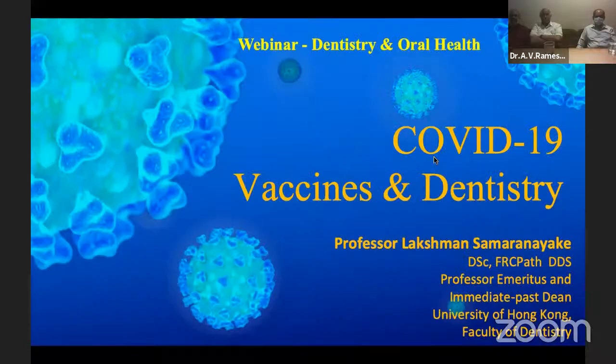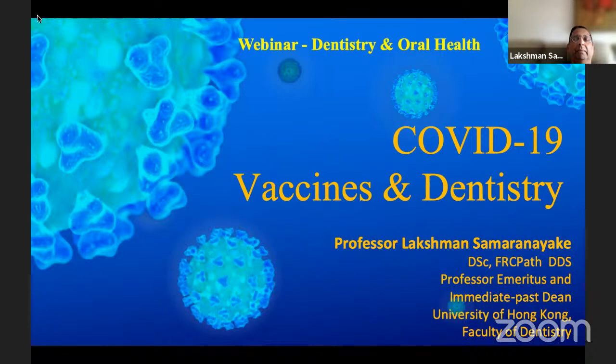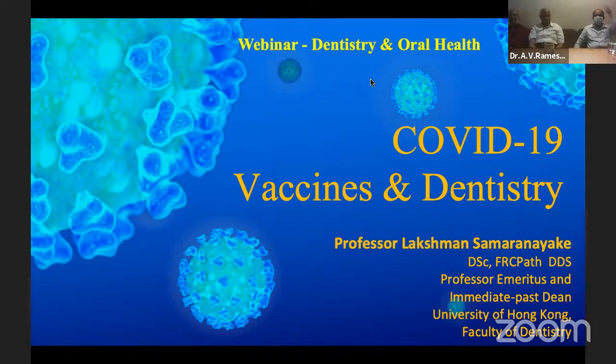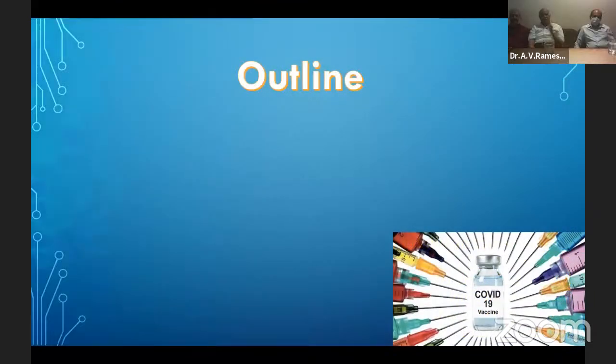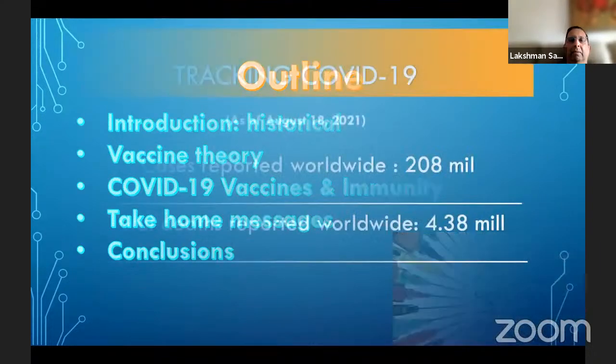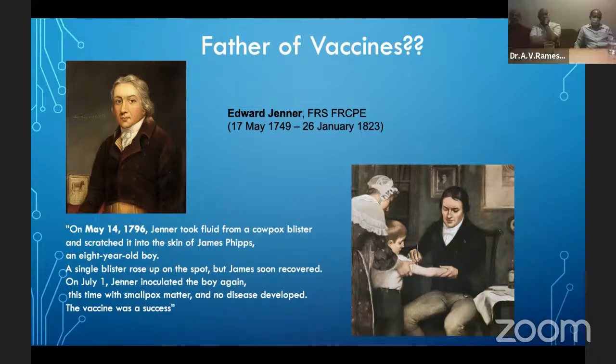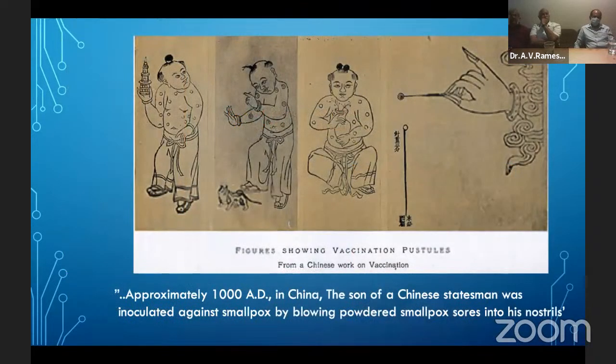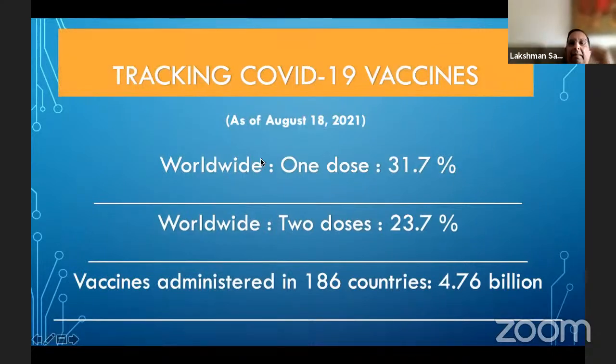I can just share the screen and do a few slides. Sorry, that's not the one. Yes, this is the one. Can you see it? So it's COVID vaccines and dentistry. I need to change it a little bit, but you can see the outline: tracking of COVID, types of vaccines, and so on. You can see the cursor, right? Can you see my cursor? Yes, we can.